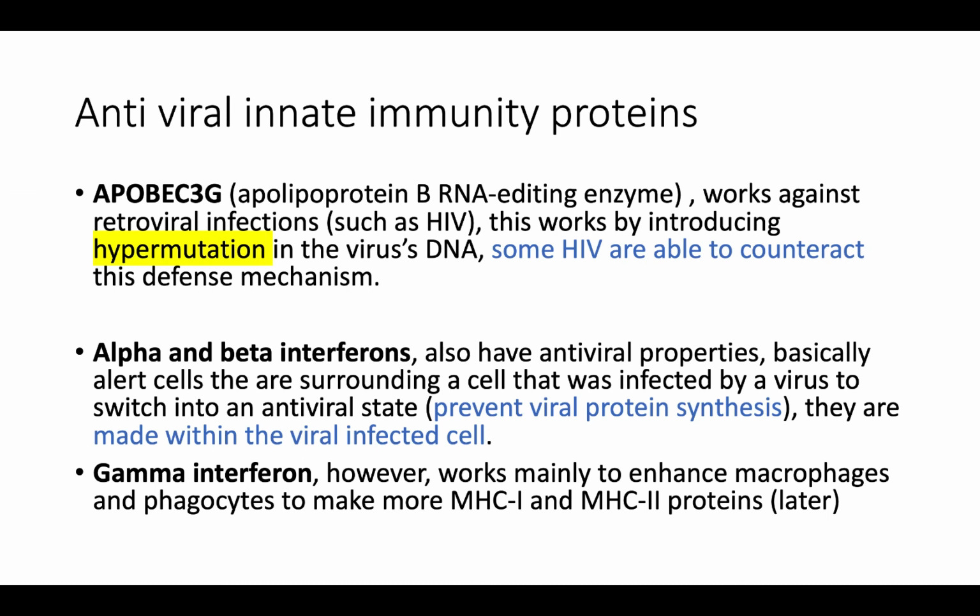I turn on certain genes in these kinds of states. So I have a different makeup of genes for each state that I need to counteract. In an antiviral state, you have to turn on certain protein synthesis. So these interferons alert all the cells that they need to be in this antiviral status, and they prevent the viral protein synthesis inside the virally infected cells, because the virus needs my own ribosomes to make its own protein. That's how alpha and beta interferon work.